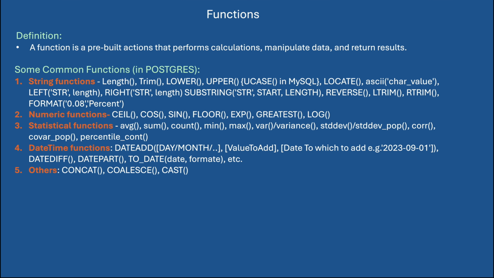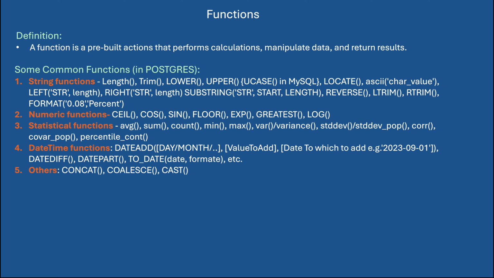In this section, we'll be looking into functions, what their uses are, and why we use functions in SQL. A function by definition is a pre-built action that performs a calculation, manipulates data, and returns a result. A function can be of user-defined type or built-in type, which are already provided by the database engines.